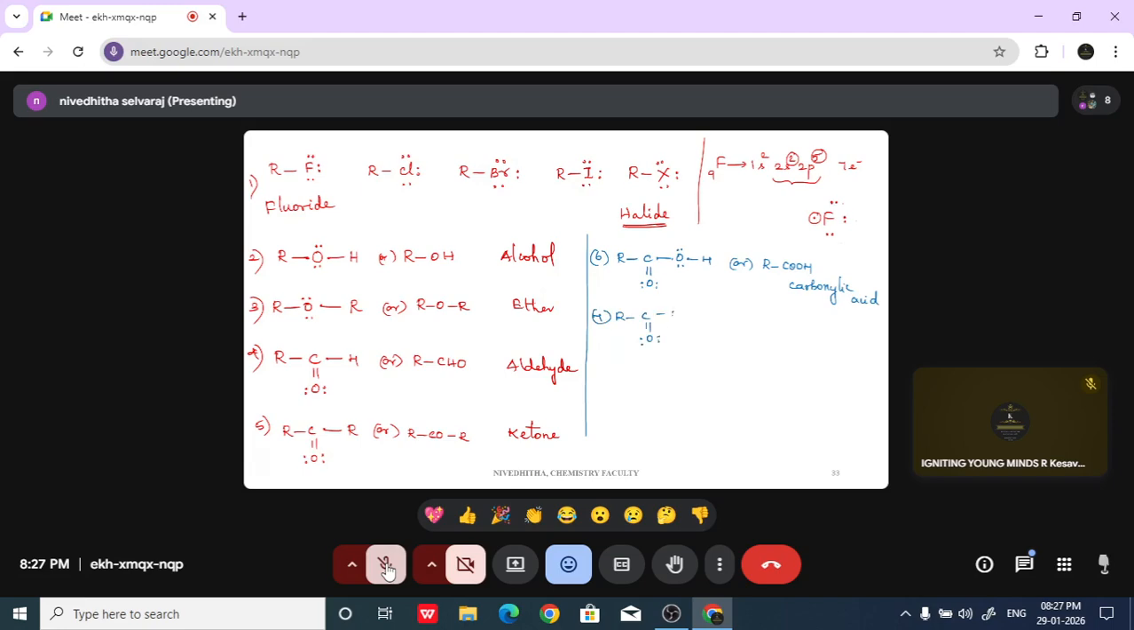R C double bond O, oxygen. Instead of this hydrogen, I have one more R group, which is RCOOR. It is ester.